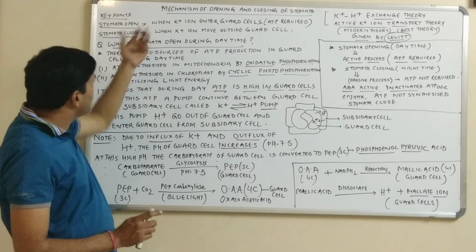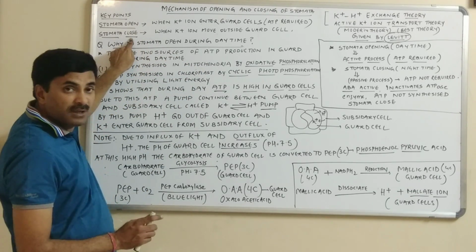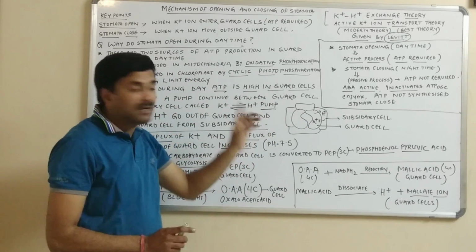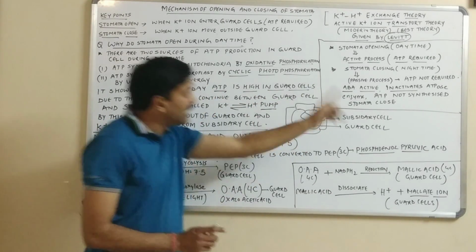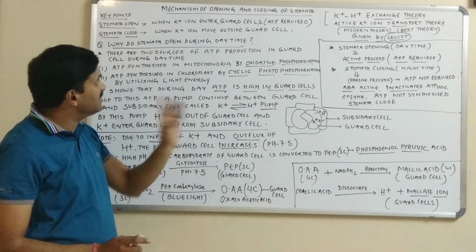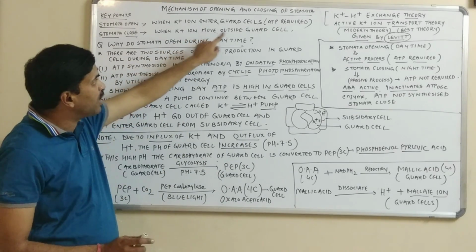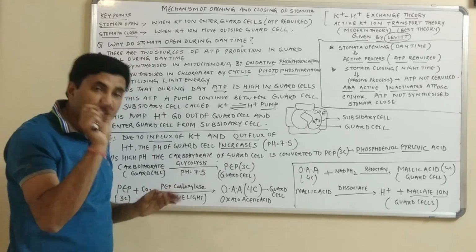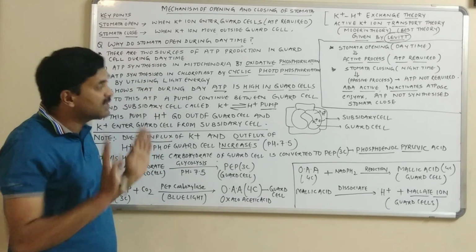And if we see the reverse, when do stomata close? If the K plus ions, instead of entering the guard cell, exit out of the guard cells, meaning the K plus ions move outside the guard cell, then what will happen? The stomata will close. These are the key points you have to remember to study this theory.